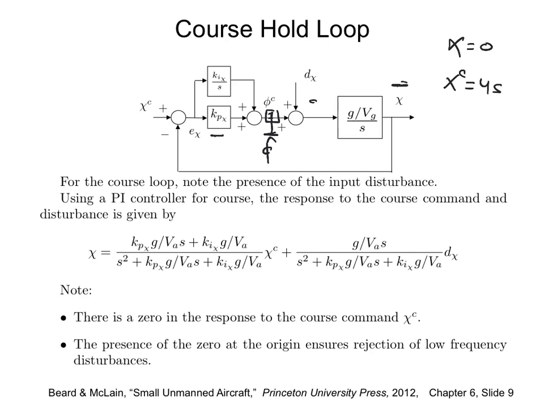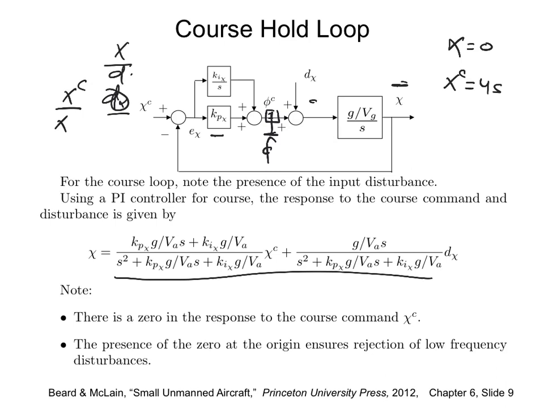So this is the closed loop transfer function. Once you compute it, we have two transfer functions: one from the disturbance dx to chi, and one from chi command to chi. If you put s equals 0 here, what do we get? You get 1. That's good, right? So chi commanded equals chi at steady state. And what about here?